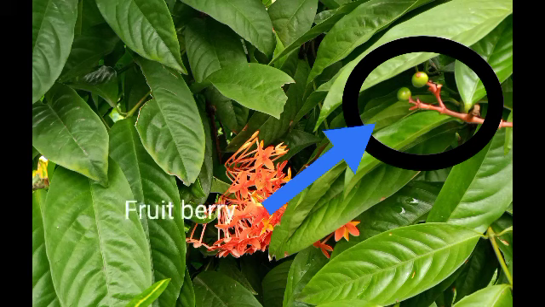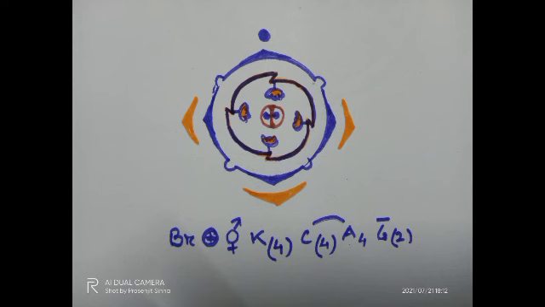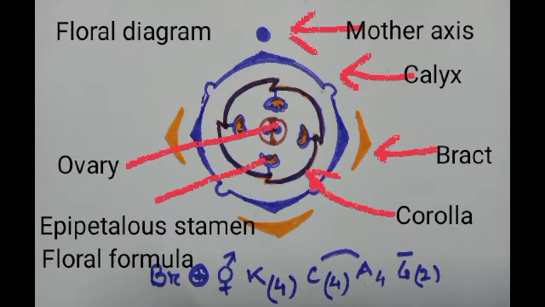So these are the diagnostic features of the family Rubiaceae. Now I will discuss on the basis of the floral diagram. This one is the floral diagram as well as the floral formula. Very important characters. Mother axis, united calyx, then united corolla, epipetalous stamens, and at the center the ovary. And bracts are also present.